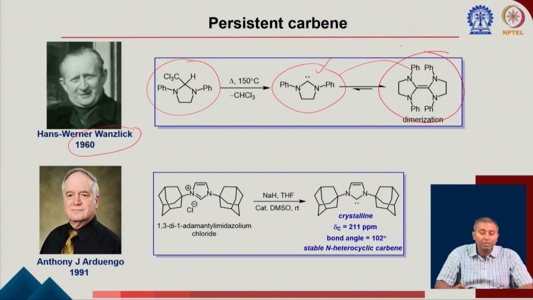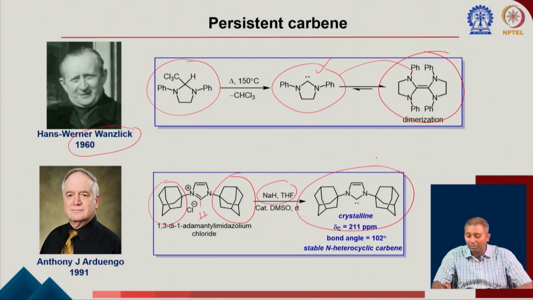Later, Arduengo's group realized how to stop the dimerization. In these imidazolium chlorides, they introduced the adamantyl group. Once you introduce this adamantyl group here, it becomes very difficult to form a dimer. Using sodium hydride they can abstract this proton, which ends up generating a carbene species. This carbene is well characterized; you can get the X-ray crystal structure of this, and from there calculate the bond angles and other facts. It turned out that this is a singlet carbene.